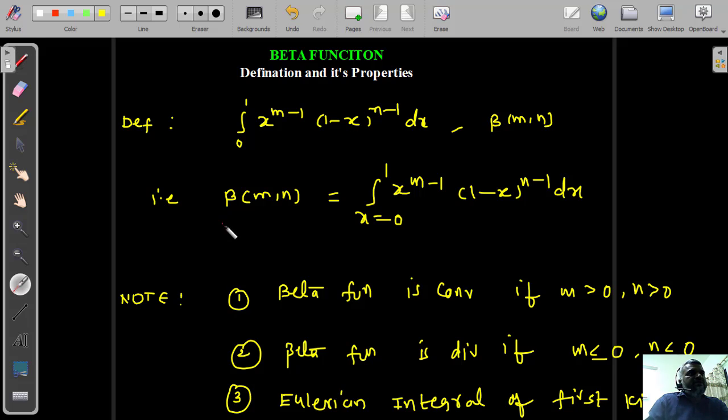So this is the definition of a beta function: integral 0 to 1 x power m minus 1 times 1 minus x power n minus 1 dx. It is denoted with the symbol beta of m comma n, which can be written as beta of m comma n defined as integral 0 to 1 x power m minus 1 times 1 minus x power n minus 1 dx. Here, if m comma n are positive, then this definite integral converges. If m comma n are less than or equal to 0, this beta function diverges. This beta function is also known as the Eulerian integral of the first kind. Now, the definition is over.